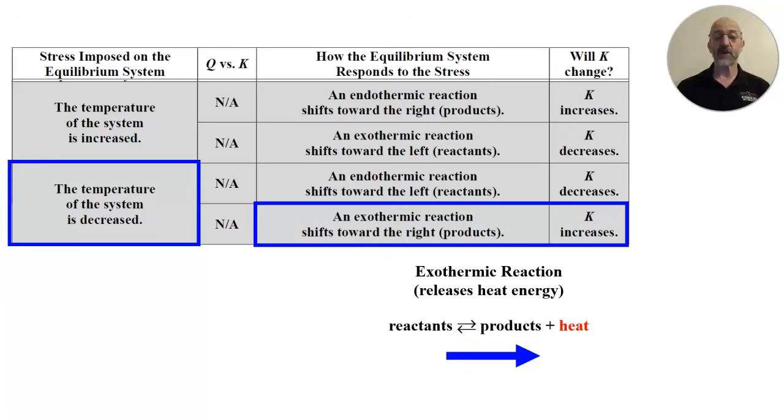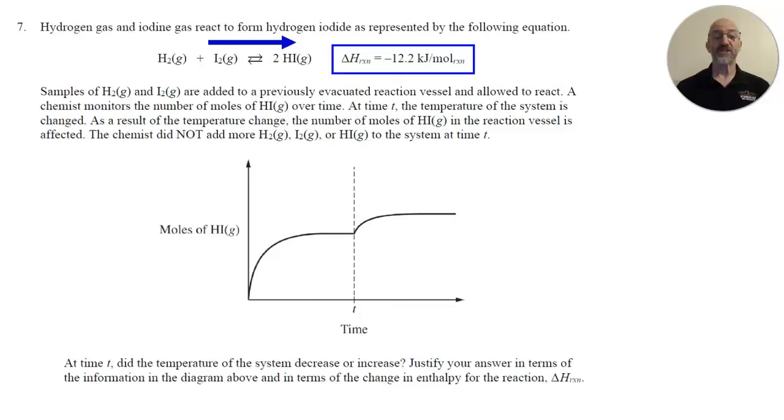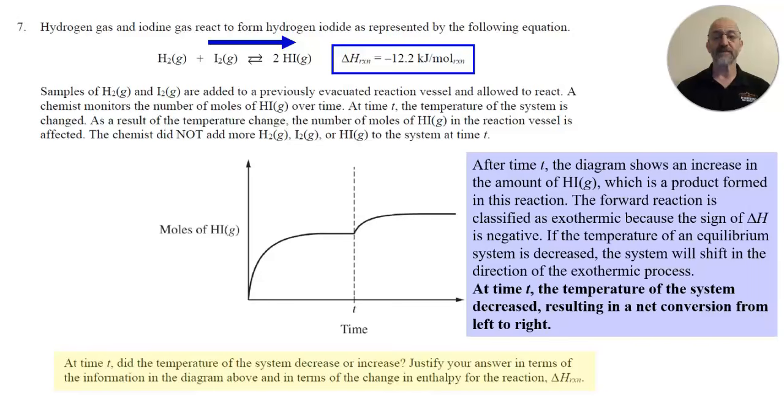So now we can answer question 7. The reaction is exothermic. It experienced a net conversion from left to right, so we can say that the temperature of the system is decreased. So here is our answer to question 7. So just as a quick reminder, it says, at time t, did the temperature of the system decrease or increase? Justify your answer in terms of the information in the diagram above and in terms of the change in enthalpy for the reaction, delta H. So this is what I said for question 7.